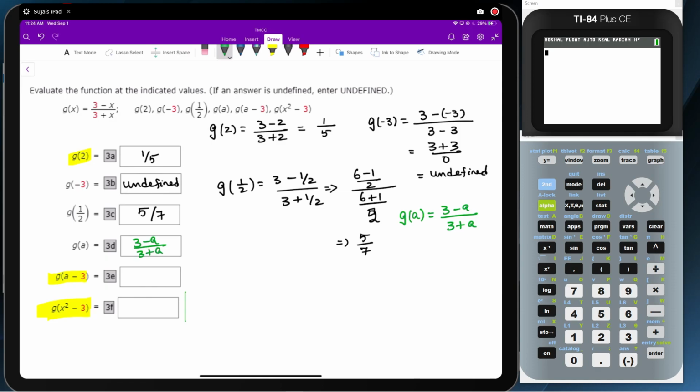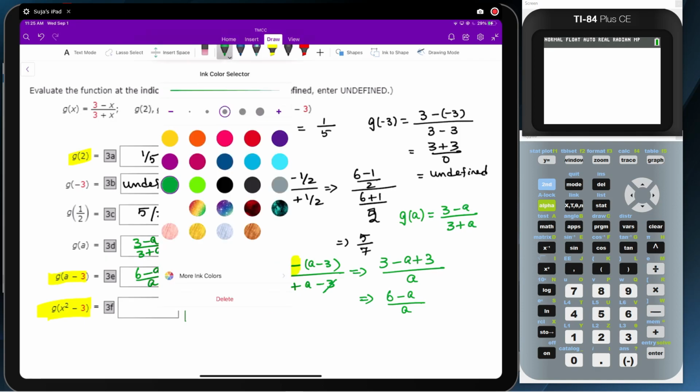Okay, for the next part, it's g of a minus 3. So I would go 3 minus a minus 3 divided by 3 plus a minus 3. So the numerator, I have to be careful. I need to distribute this negative sign. So this would be 3 minus a plus 3 divided by, I can cancel out these 3's and I'll have a up here. So now the numerator goes 3 plus 3 is 6 minus a over a. And yes, it cannot be simplified. Do not try to cancel the a's. You cannot do that, because 6 minus a is one quantity and a is another quantity.